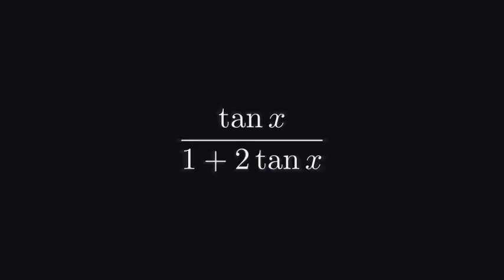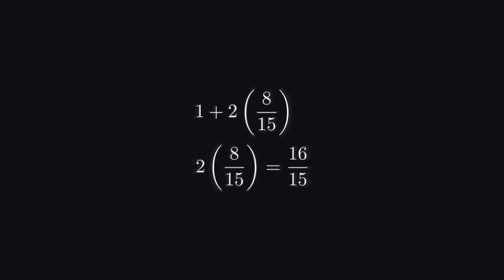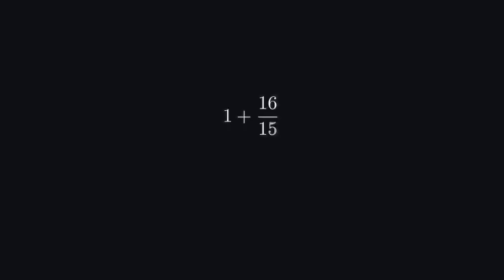Now substitute tan of x equals 8 over 15 into the expression. 1 plus 2 times 8 over 15. 2 times 8 over 15 equals 16 over 15. 1 plus 16 over 15. 1 equals 15 over 15.